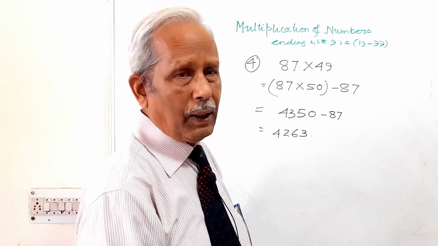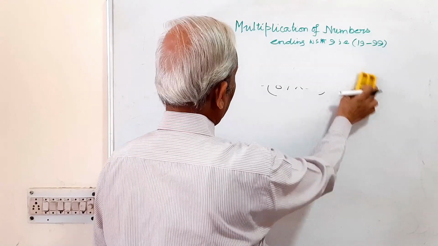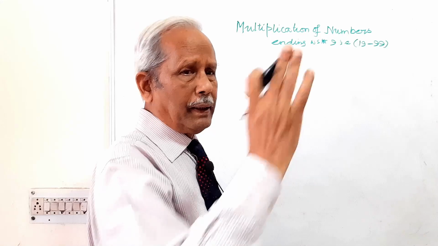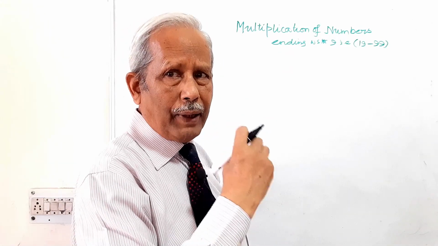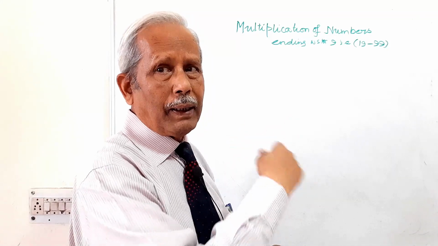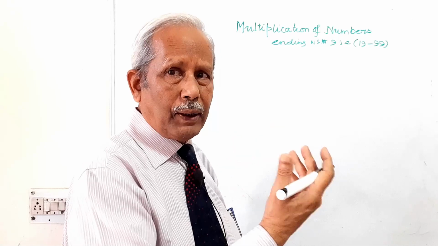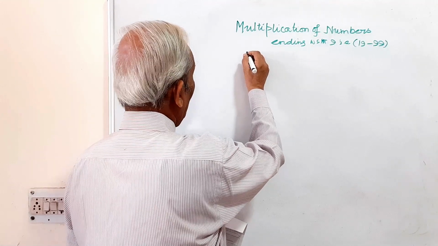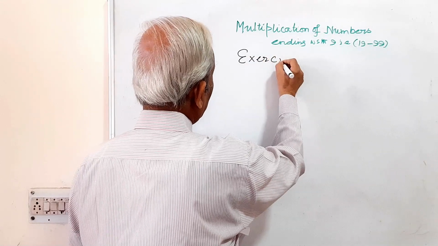Quite simple. I hope you have understood the process and how this becomes shorter rather than multiplying it. So whenever you find any problem like this, you should be able to recognize it and then accordingly apply this kind of shortcut, so that you can do it easily. I hope you have understood it. I'll give you some exercises which you can practice yourself.